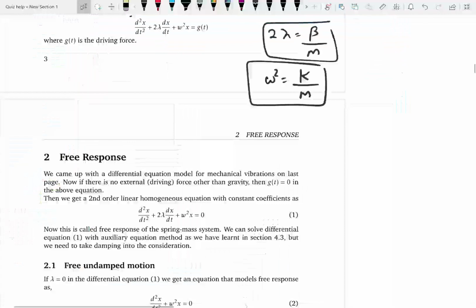Okay, so let's continue our discussion. We built up this model for the spring mass system last section. Now we said 2 lambda is beta over m. Beta is the damping coefficient, m is the mass, and k is the spring constant from Hooke's law. So w square is k over m.